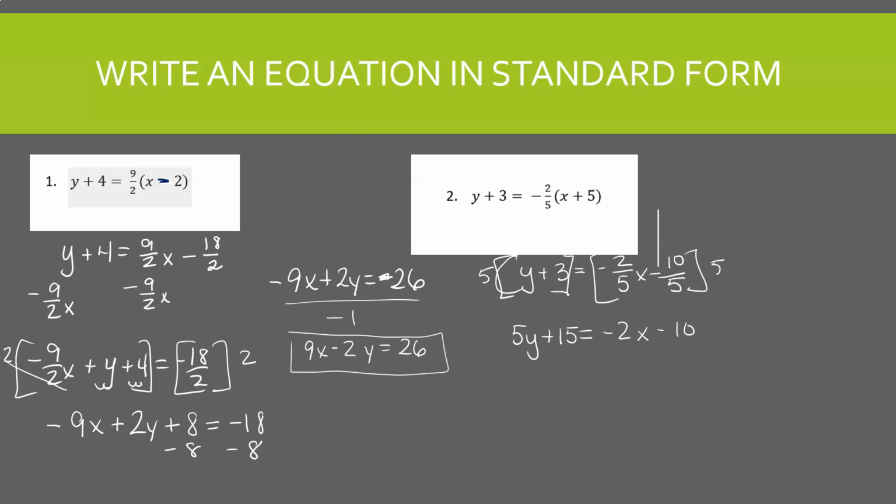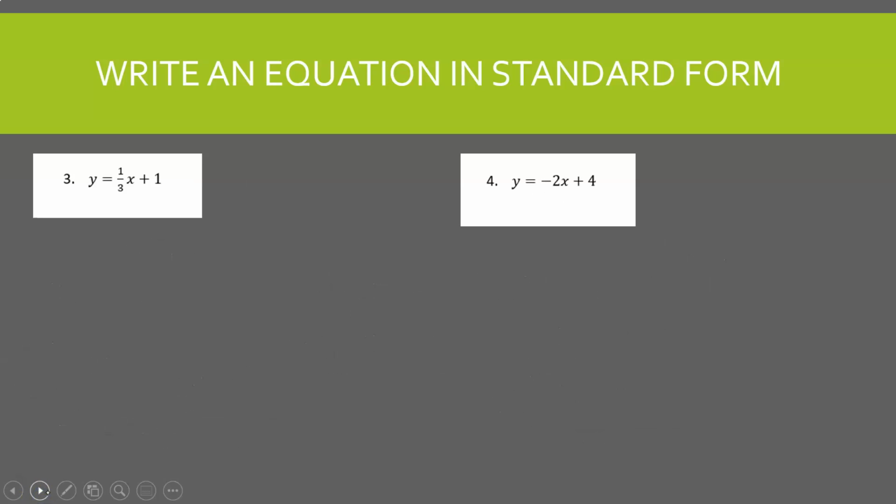Okay, so now I want to get this constant over here. So I have 5y equals negative 2x minus 25. I'm going to bring my x over here. So I have 2x plus 5y equals negative 25. And I am done with that. Let's see. Got a couple more things.